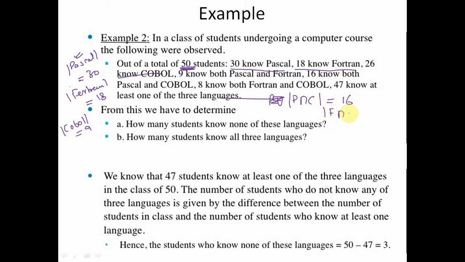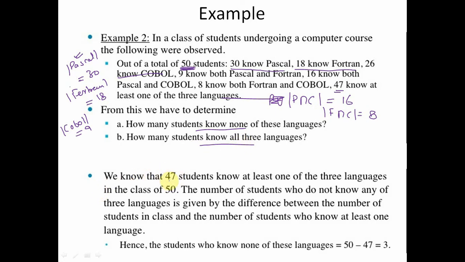Fortran and COBOL is known by 8 people, and 47 know at least one of the three languages. Right? Now you have to find out how many students know none of these languages and how many students know all three languages. Right? Let's see this question.